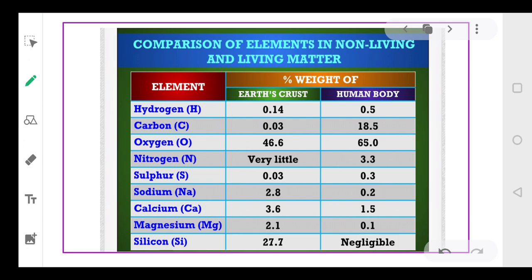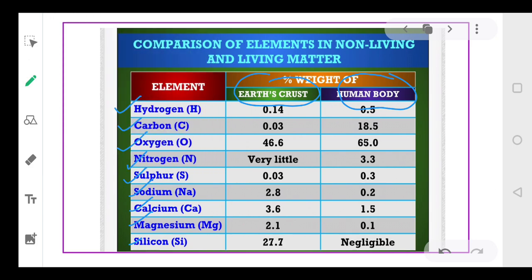Now let's compare the elements that are present in living and non-living matter. In the very first slide, dear students, I talked about the comparison between the living and non-living, and we talked about the various elements. In both living and non-living, hydrogen is present, carbon, oxygen, nitrogen, sulfur, sodium, calcium, magnesium, silicon. So these are the elements which are present in both. Now this is the composition of the earth crust and this is the composition of the human body. Just look at this and try to find out the differences and similarities.